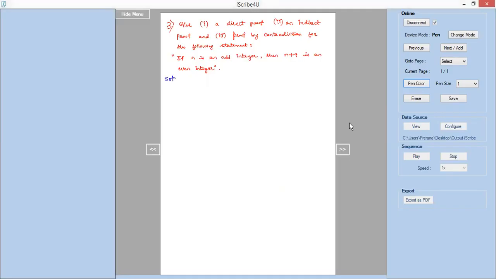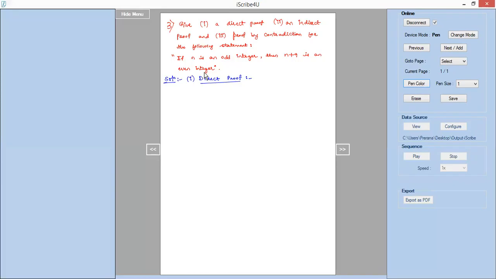So let's see the solution. The first one is by direct proof. Let us assume that n is an odd integer. For a direct proof, we need not write down p, q and all, because we can directly prove the result. So that is the reason I usually don't write them down. Taking the proposition p as n is an odd integer, and q as n plus 9 is an even integer, the given question is of the form p conditional q.